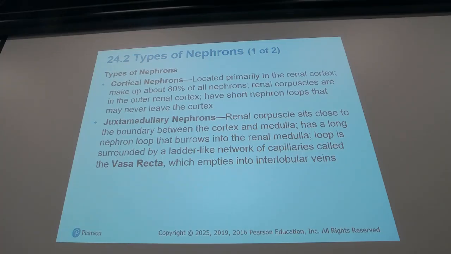Around this part of the nephron, the loop, it has a network of capillaries that surrounds it, called the vasa recta. So the peritubular capillaries surround the tubules in the cortical nephrons, while in the juxtamedullary nephrons, it is the vasa recta.